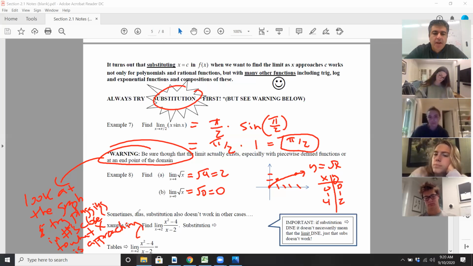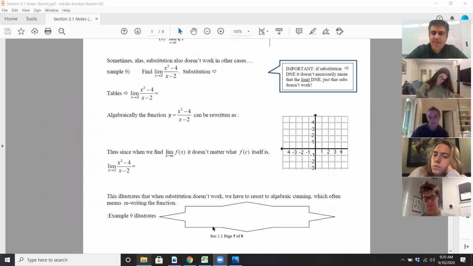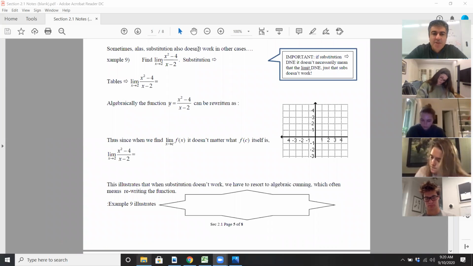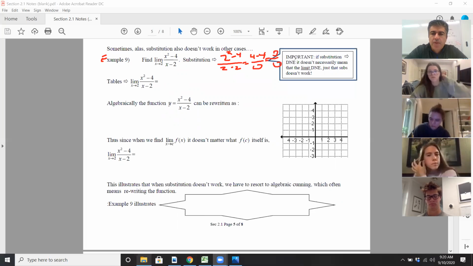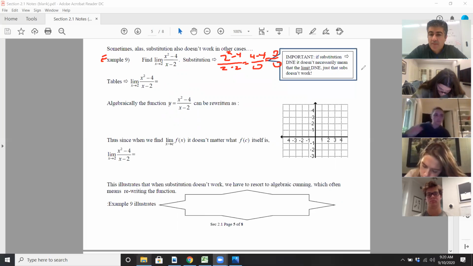All right, now the fun begins. This is the part I love. So sometimes substitution will fail you. So if I were to substitute for example 9, obviously an E is missing there, little typo. If I do 2 squared minus 4 over 2 minus 2, I get 4 minus 4 over 0, 0 over 0, and that is a problem. So important: if substitution leads to 0 over 0, it does not necessarily mean that the limit does not exist. It just means the substitution does not work. So very, very important.